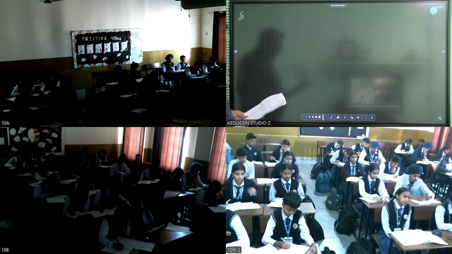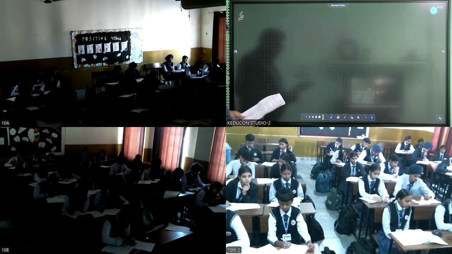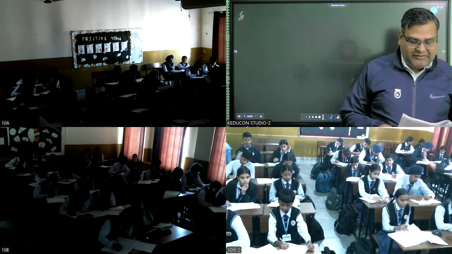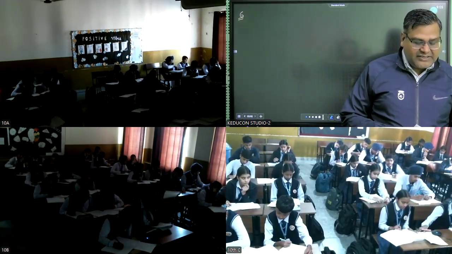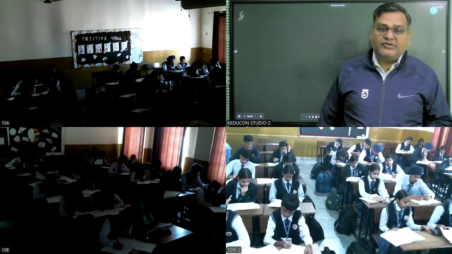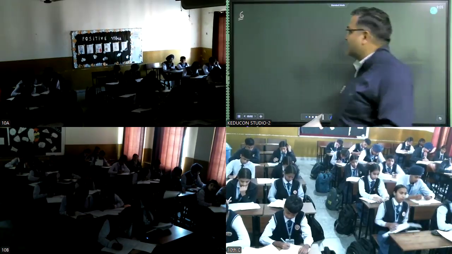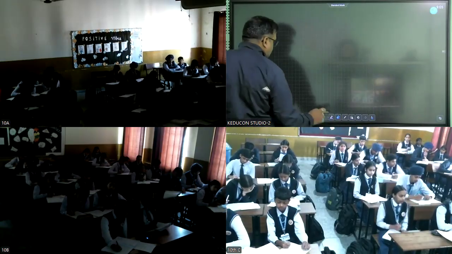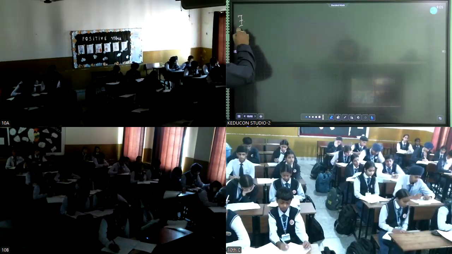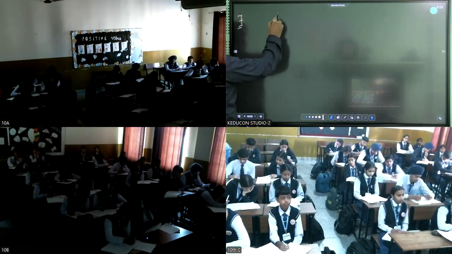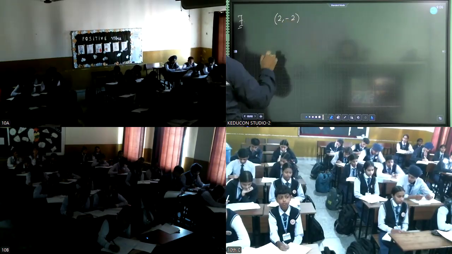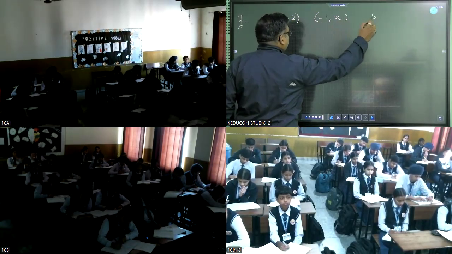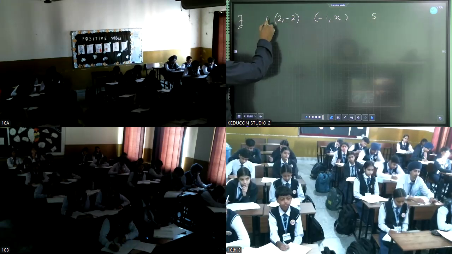Yes. Shall we move to the 7th question? Yes. Okay. Question number 7, students. If the distance between the points is 5, same question, then the sum of the values of x. 6 and 7 are same. So let me explain the 7th question to you people. Points are 2 comma minus 2 and minus 1 comma x, and the distance between them is 5, right? Apply the distance formula in this.